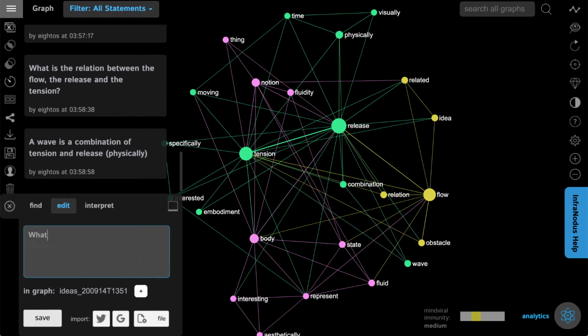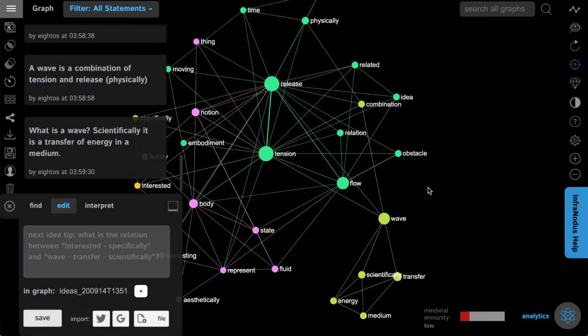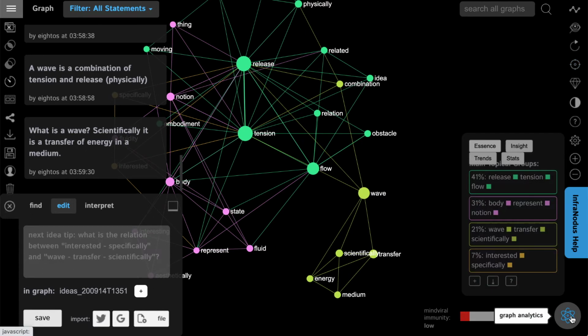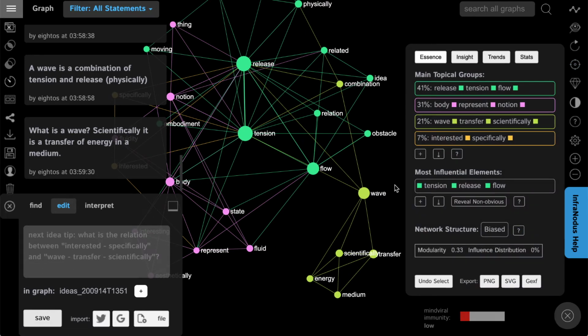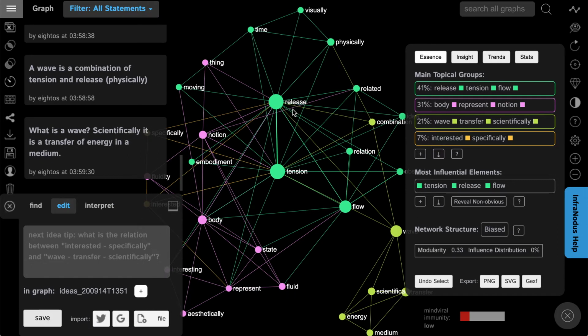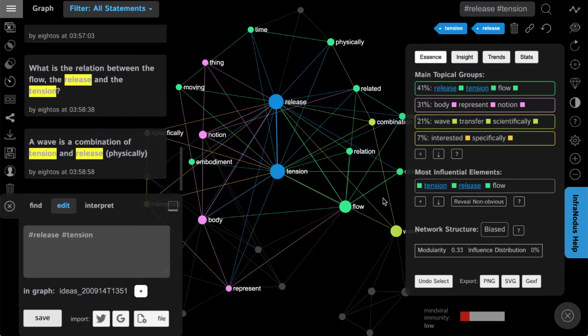So what is a wave? Scientifically, it is a transfer of energy in a medium. Okay, you see, so we're starting a new discourse here. The mind viral immunity index is low, so it indicates to us that the structure is biased because all the most important and influential elements are tension, release, flow. So even though the discourse is diverse, there is too much focus on these three.